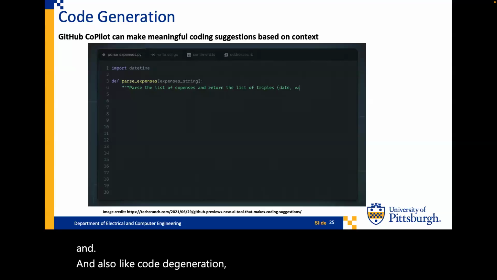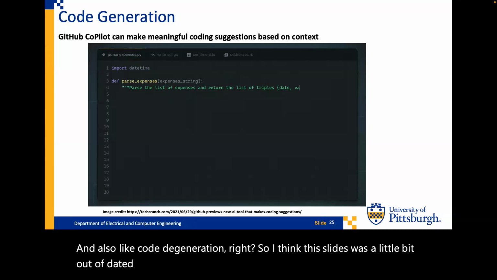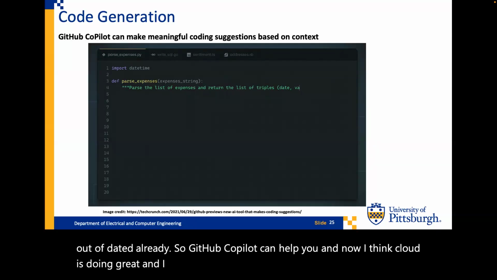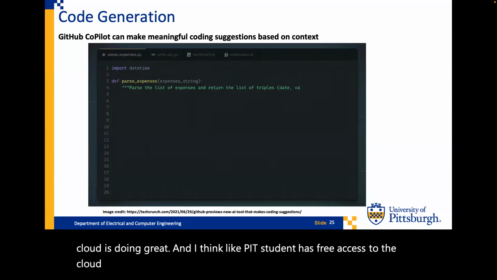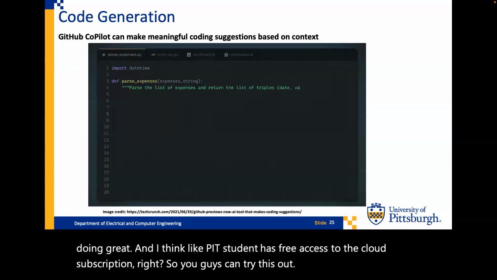So I think this slide was a little bit outdated already. GitHub Copilot can help you, and now I think Claude is doing great, and I think PIS students have free access to the Claude subscription, right? So you guys can try this out to help you do code.